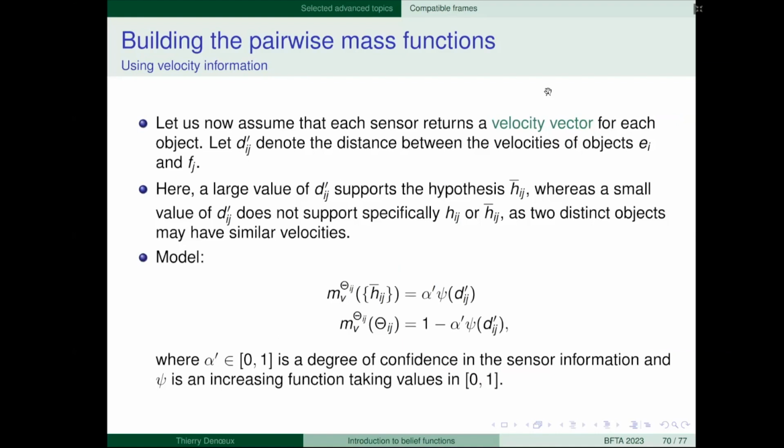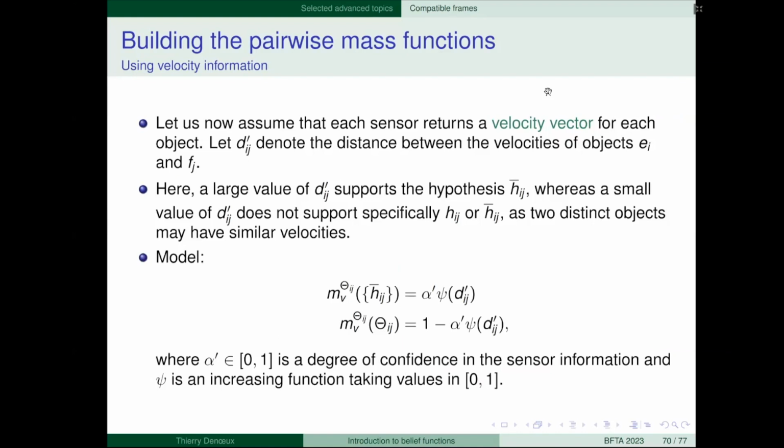So here, by looking at the velocities, you can only have evidence that can point to hij bar. But once again, two objects that move in different directions truly are not the same, but two different objects can very well move in the same direction.